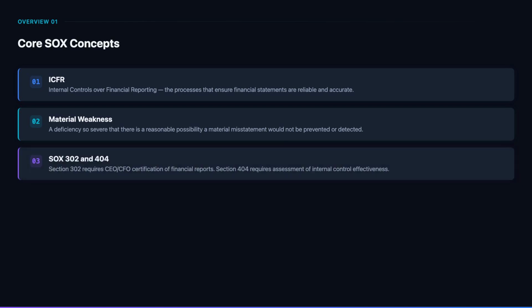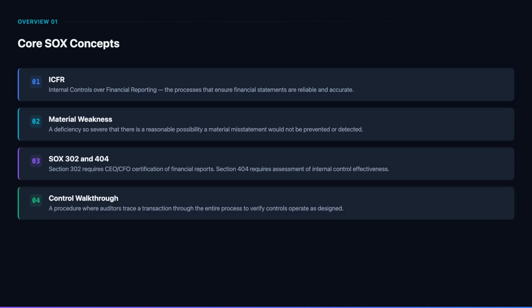SOX Section 302 requires the CEO and CFO to personally certify the accuracy of financial reports and the effectiveness of disclosure controls. Section 404 requires management to assess and report on the effectiveness of ICFR, and for large filers, the external auditor must also opine on these controls.